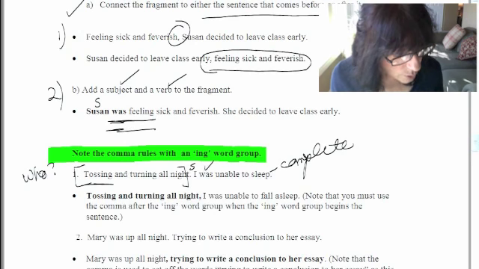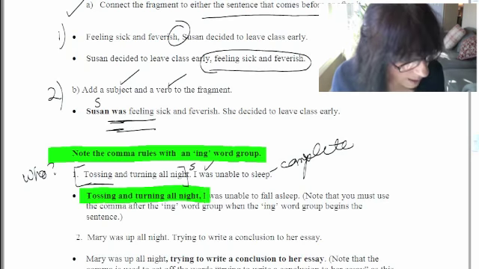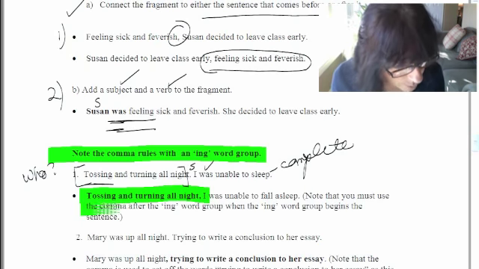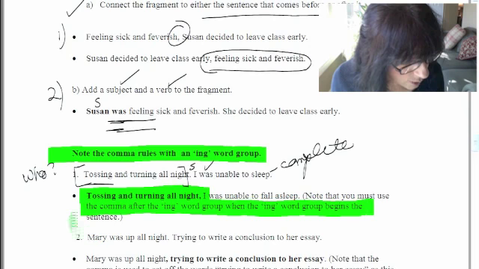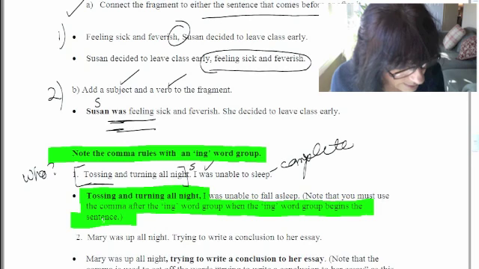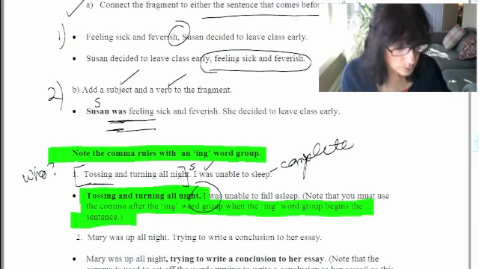So what would you do to correct it? Well, you could say tossing and turning all night, comma, I was unable to fall asleep. So note that you must use the comma after the ing group when the ing word group begins the sentence. So now that you've started the sentence with the ing word group, tossing and turning all night, you have to put the comma after the ing word group.